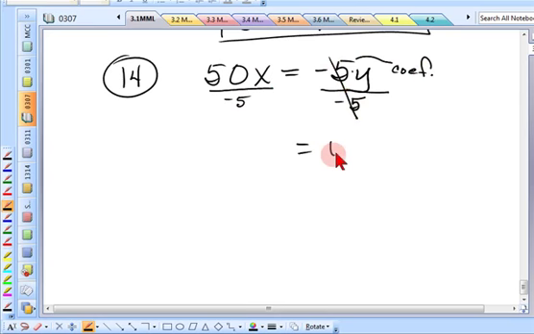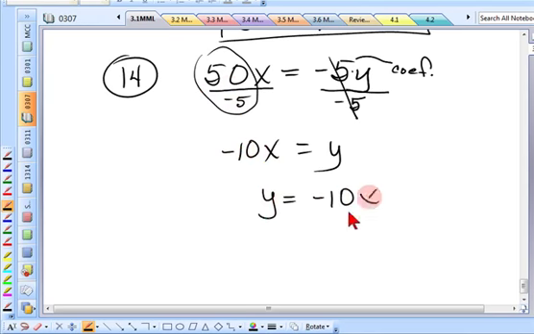That leaves me on the right-hand side with a y. And can you divide over here? Yes. 50 divided by negative 5 is negative 10. So I actually like to read this, y is equal to negative 10x. What you'll be filling in will just be this side. It will say y equals, and you'll fill in.